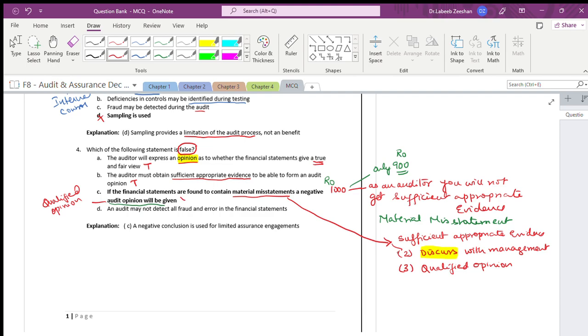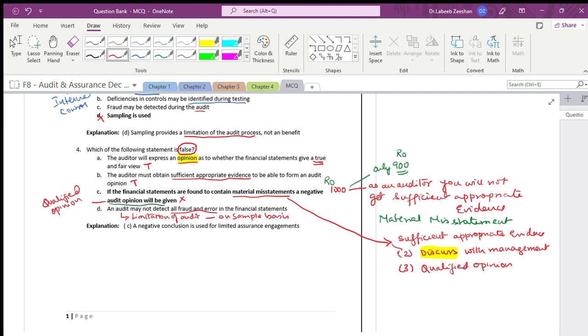Is it right? We are going to give call. An audit may not detect all fraud and error 100%. Don't say that. When you are talking about the audit, one of the limitations is that we are doing it on a sample basis. Is it right? On a sample basis. You cannot say that, yes.